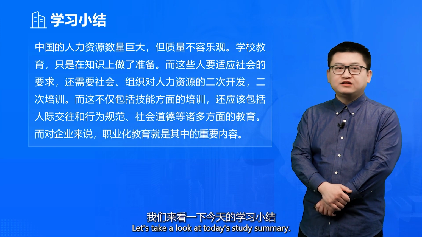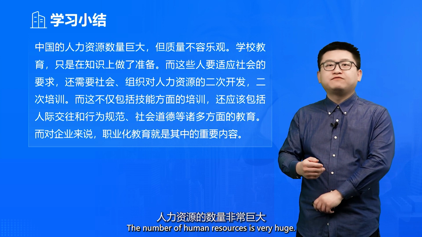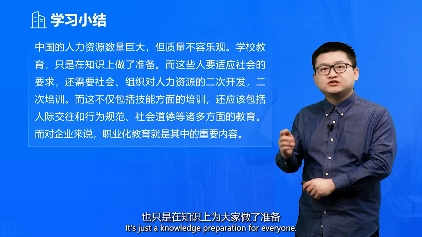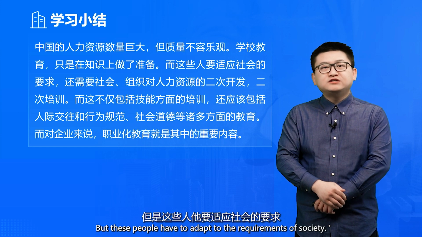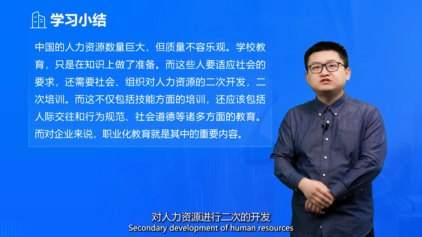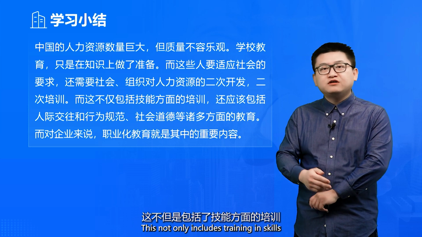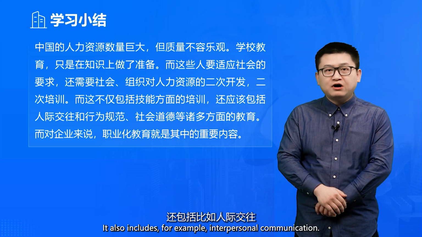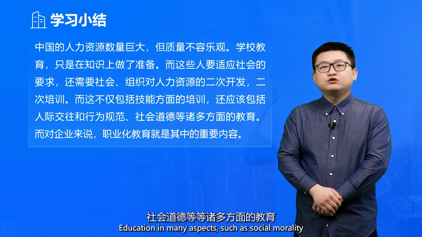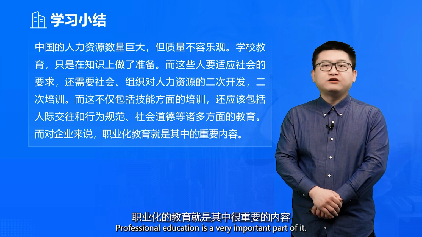Let's take a look at today's study summary. Our country has a large population. The number of human resources is huge, but the quality is not optimistic. School education is just a knowledge preparation for everyone. But these people have to adapt to the requirements of society. They also need social organizations to carry out secondary development of human resources and training. This not only includes training in skills, but also education in many aspects such as interpersonal communication, code of conduct, and social morality. So for enterprises, professional education is a very important part of it.